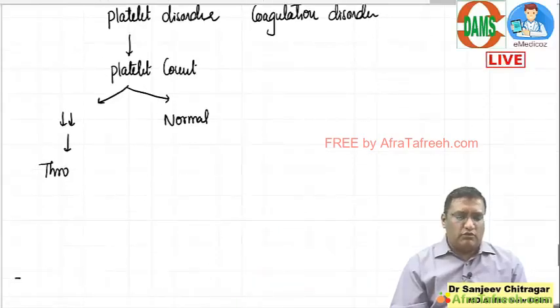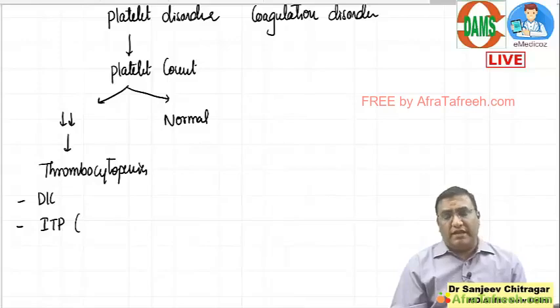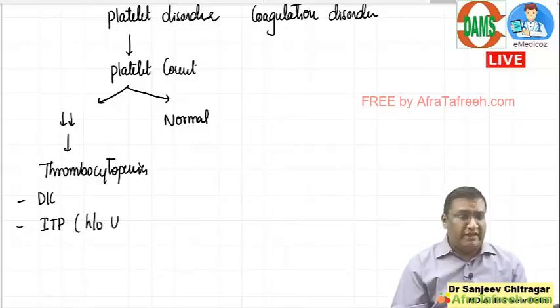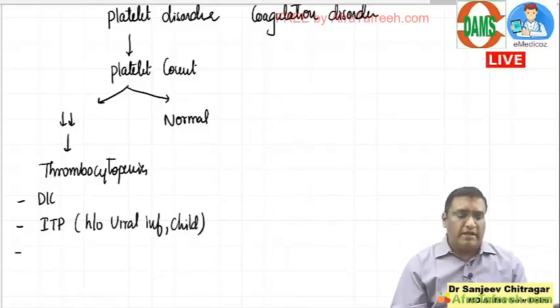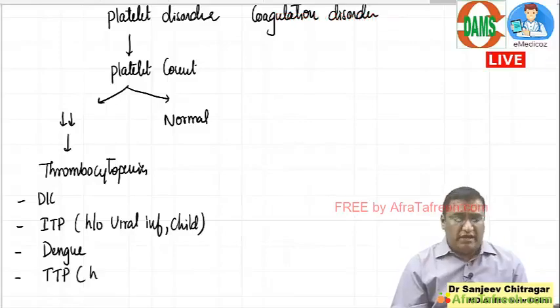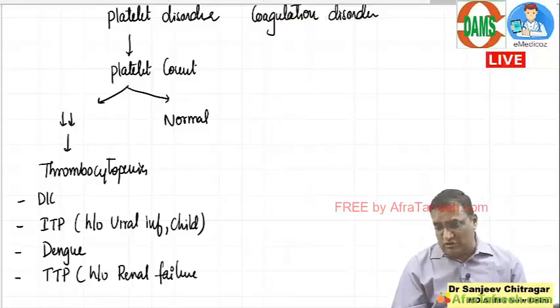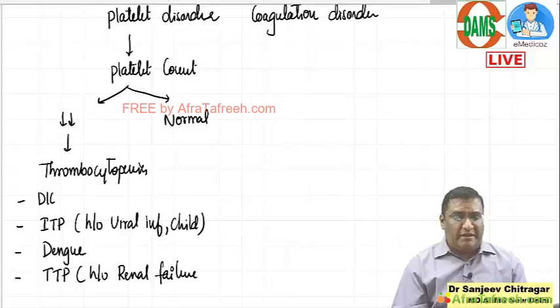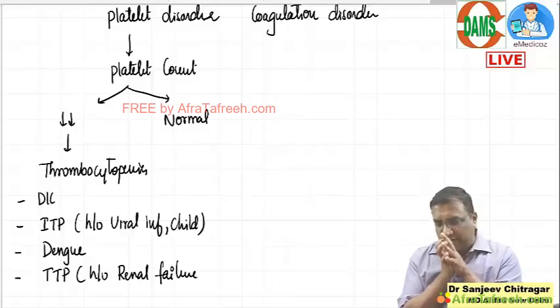Thrombocytopenias could be because of DIC or ITP. Very important, in ITP you will get a history of a child having a viral infection. So children with viral infection will give you ITP. Then TTP, dengue. TTP can also occur in anyone. More important, in TTP there can be a history of renal failure and even neurological involvement. Other than that, in TTP there can be abdominal cramps and joint involvement.